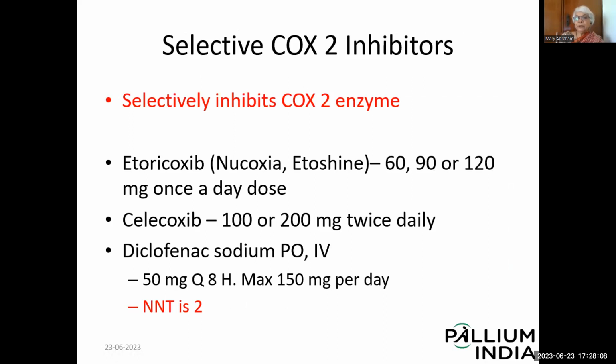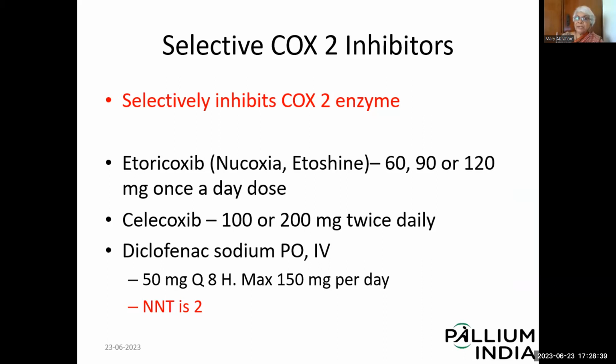Now coming to the COX-2 inhibitors, they are the ones that only block the COX-2 enzyme and they do not interfere with the COX-1 action. So some examples of this are etoricoxib. The brands available are Nucoxia and Etoshine. It's again given as a once-a-day dose, either 60 milligram, 90 milligram, or 120 mg. Then we have celecoxib, which is given 100 to 200 mg twice daily, or diclofenac.